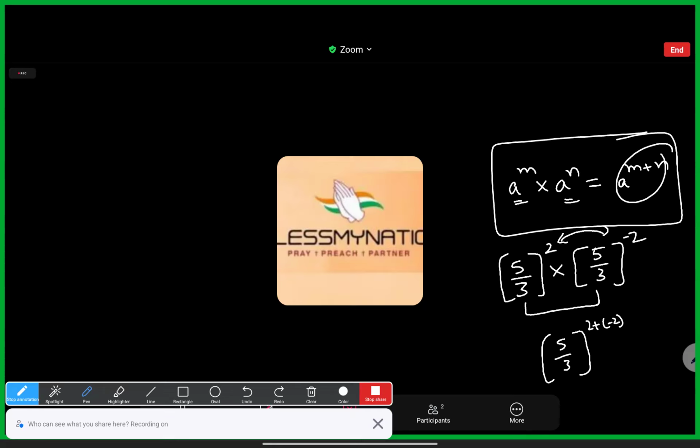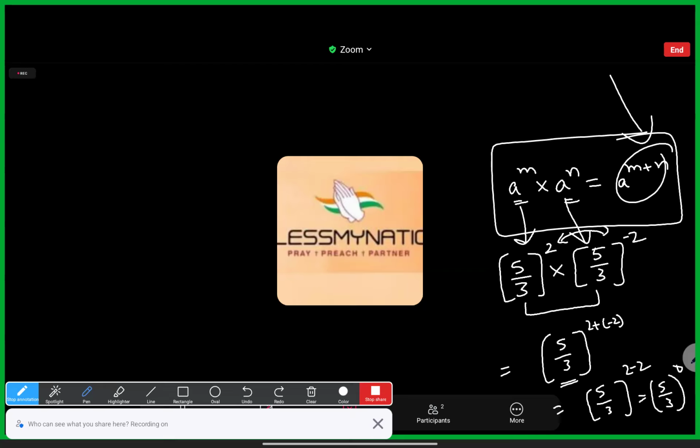As per this law, if you observe, a is 5 by 3, here also a is 5 by 3. M and n are 2 and minus 2. We have to just add the powers with a common base. Only one base will remain. Then 2 plus minus 2 will become how much? 2 plus of minus 2 is 2 minus 2. So 2 minus 2 is 0. So 5 by 3 whole power 0 it will become.